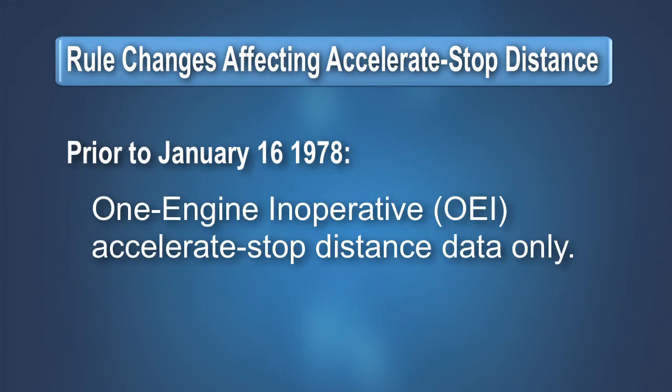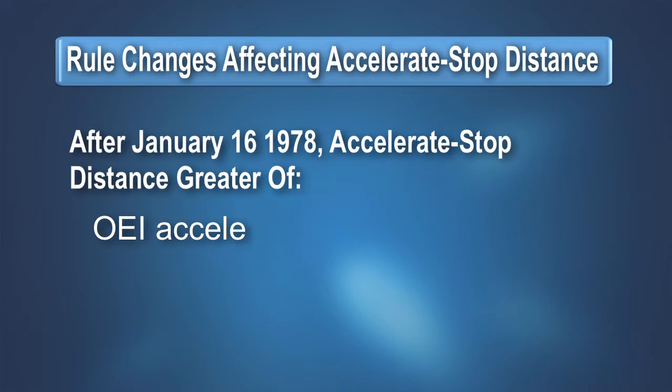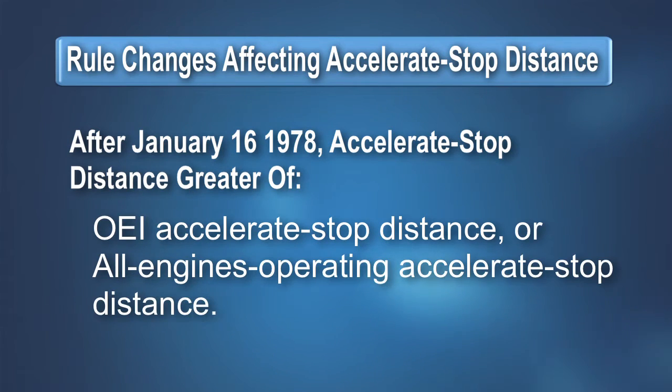Originally, the accelerate stop distance did not include consideration for events other than engine failure that could lead to a rejected takeoff. In 1978, the certification rules were amended to consider both engine failure and non-engine failure scenarios. Accelerate stop distance is now the longer of the distance with one engine failing just prior to V1, or with all engines operating throughout the rejected takeoff.